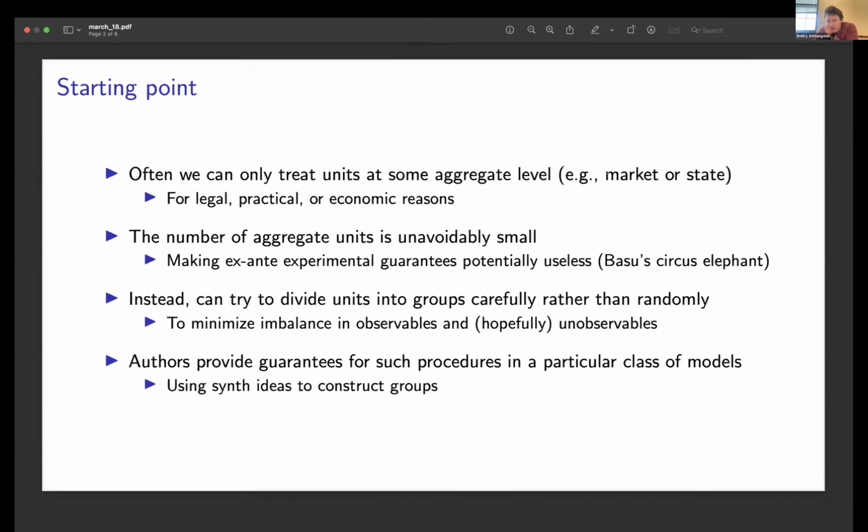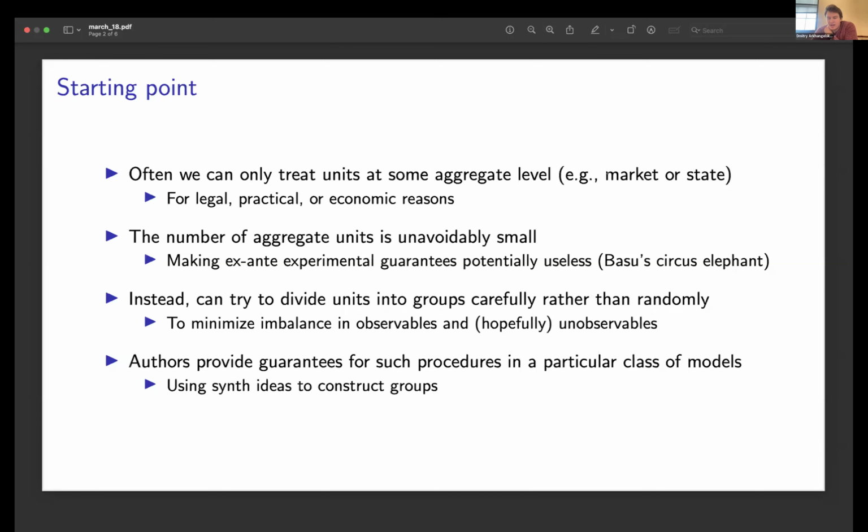So I'm an economist, and this idea that often we can only treat units at some aggregate level, be that a market or geographic level like a state, this is super common, right? So this can happen for legal reasons. We cannot just have differential pricing, maybe for practical reasons because it's very costly, or economic reasons, identification reasons, like general equilibrium effects. So the premise that randomization or intervention has to happen at some aggregate level, I think, is very, very common in applications.